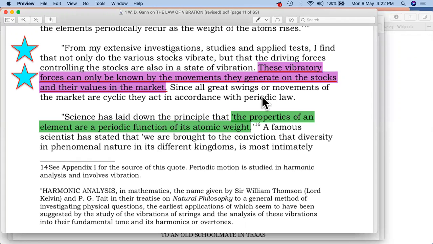So what he talks about in terms of vibration is that this vibratory force can only be known by the movement they generate on the stocks and their values in the market. So we are not actually able to see this, because vibration is more of a force which is there. We can see that in the music part.